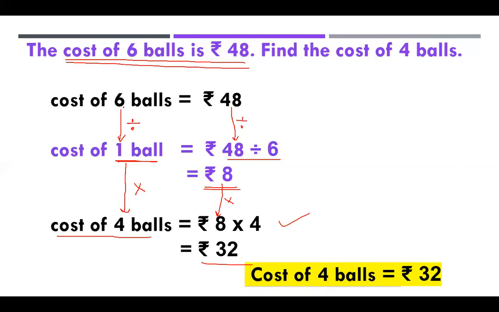So here what we have done: many to 1, divide; 1 to many, multiply. Right, there you can find the cost of 4 balls, and it is rupees 32.